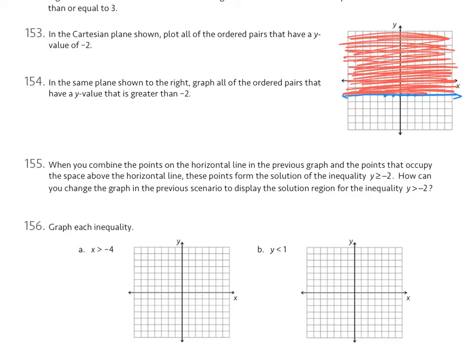How can you change the graph in the previous scenario to display the solution region for the inequality y is greater than -2? So now we're taking away the equal to part, and we just want to be greater than -2. The red part is what's greater than, the blue part is what is equal to. So we want to somehow remove the part that is equal to. So let's remove the blue line. Except before we do that, if it's not there, it might be hard to figure out the boundary of the region we're shading in. So to show where the boundary is, it is common to put a dashed line to show that you're not including that line, but that line is the boundary that separates a shaded region from a non-shaded region.